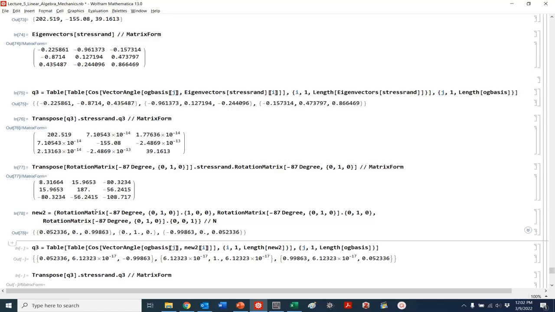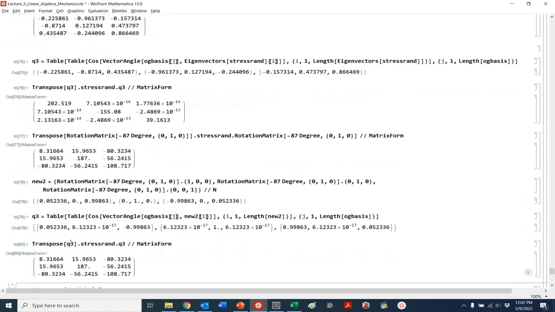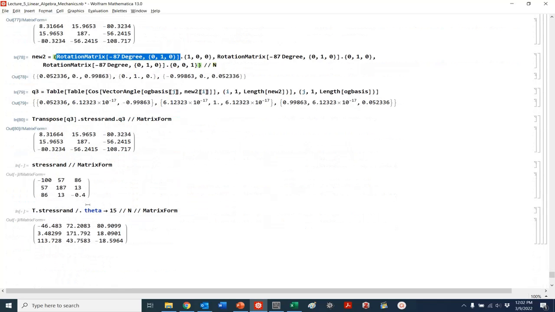I can double check this answer with my new Q here. You see I get the same results by just some arbitrary rotation, either by doing the rotation matrix directly, or by applying it to my system and using the Q as well. And that's pretty much it.